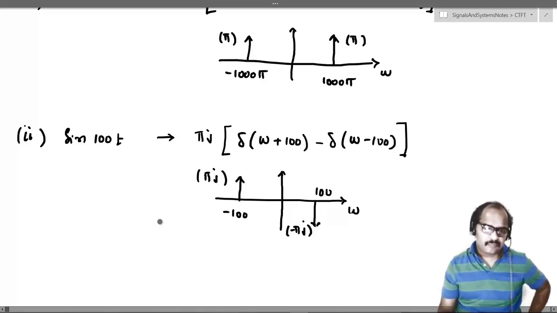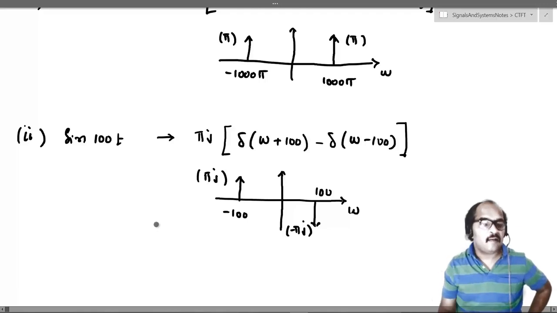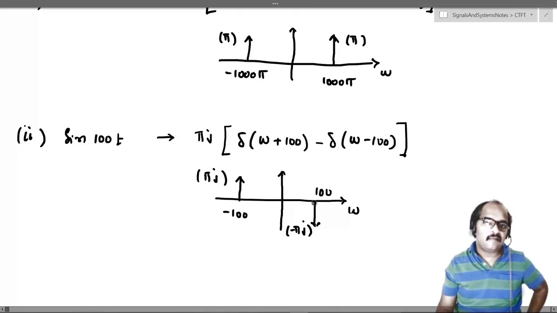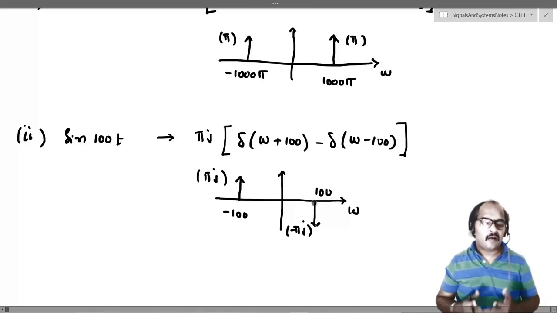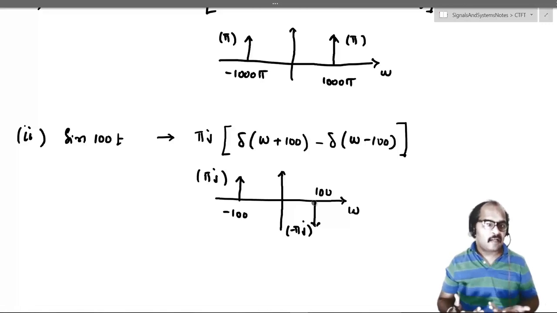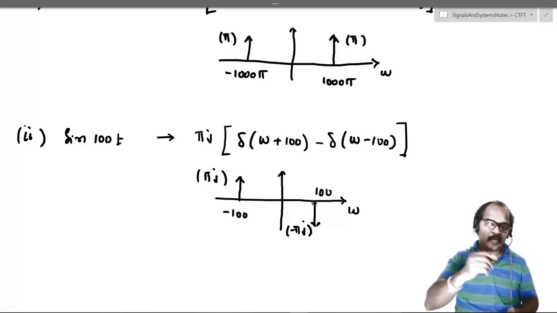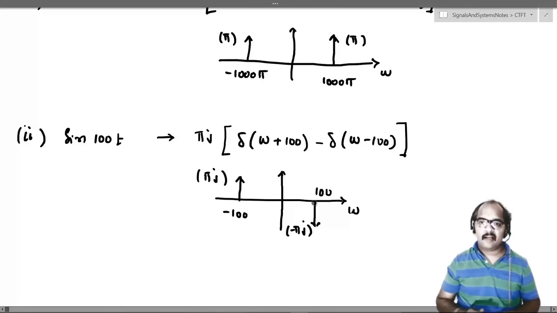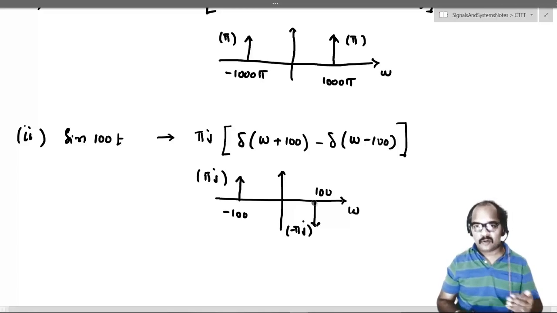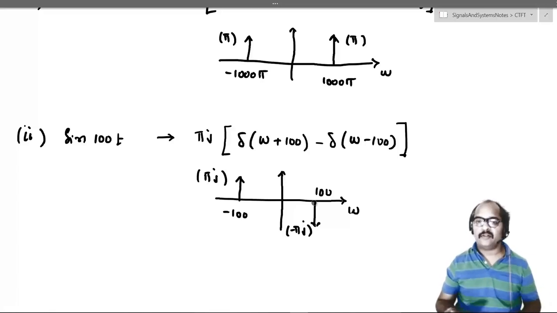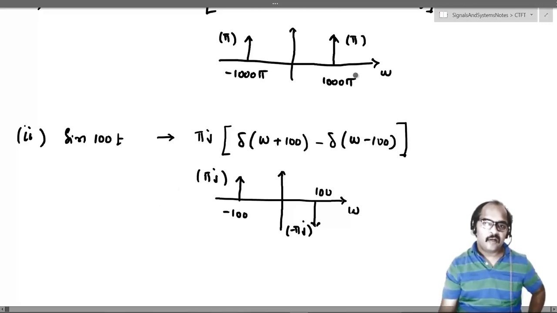So either for cos omega naught t or sine omega naught t, the Fourier transform will have only Dirac delta functions. Is that justified? Yes. Why? Cos omega naught t has only one frequency, omega naught. It can be either plus omega naught or minus omega naught, because you can rotate in either the clockwise or anti-clockwise direction. Negative frequencies correspond to anti-clockwise rotation, and positive frequencies correspond to clockwise rotation. That's the reason why you have two impulses at plus and minus omega naught.